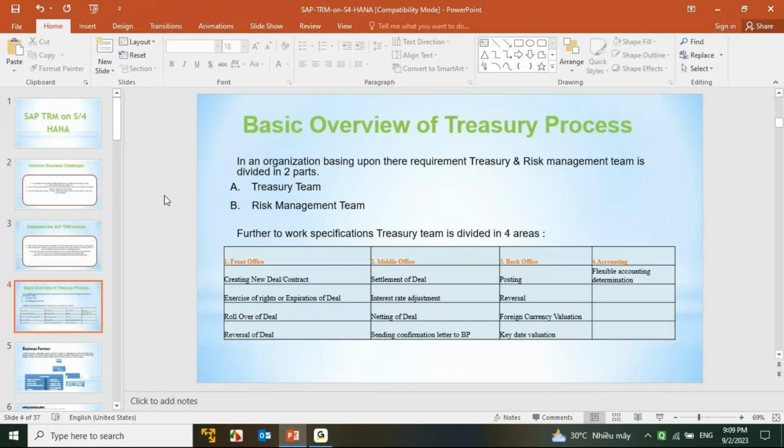So we understand the front office team and the middle office team. Now we understand what the back office is. The back office team takes care of all sorts of accounting postings, coordinating with the bank, and all such activities. Any foreign currency, and basically any sort of accounting posting, is done by the back office team.